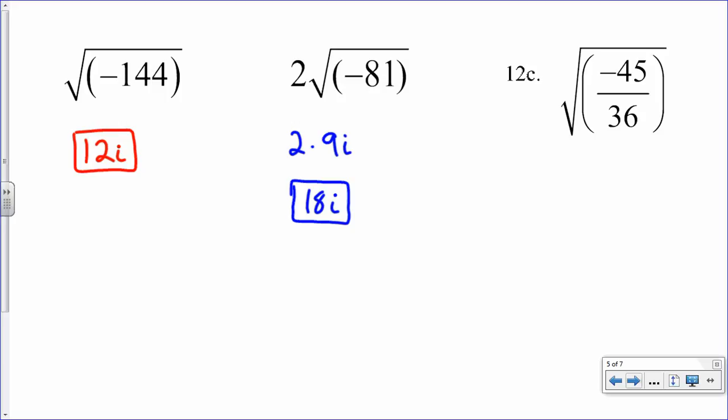Alright, on this third one, you can do a couple different things. You can reduce first and then separate, or you can separate and then reduce at the end. I'm going to go ahead and reduce, because for negative 45 over 36, 9 goes into both of those. So it's just a fraction. What would it reduce to? Yeah, negative 5 over 4. And then I can separate my numerator and denominator into 2 radicals.